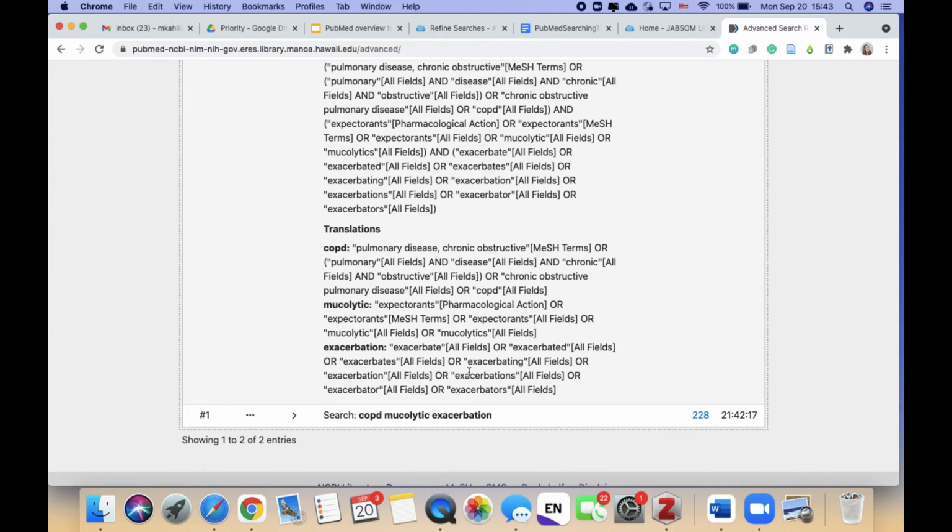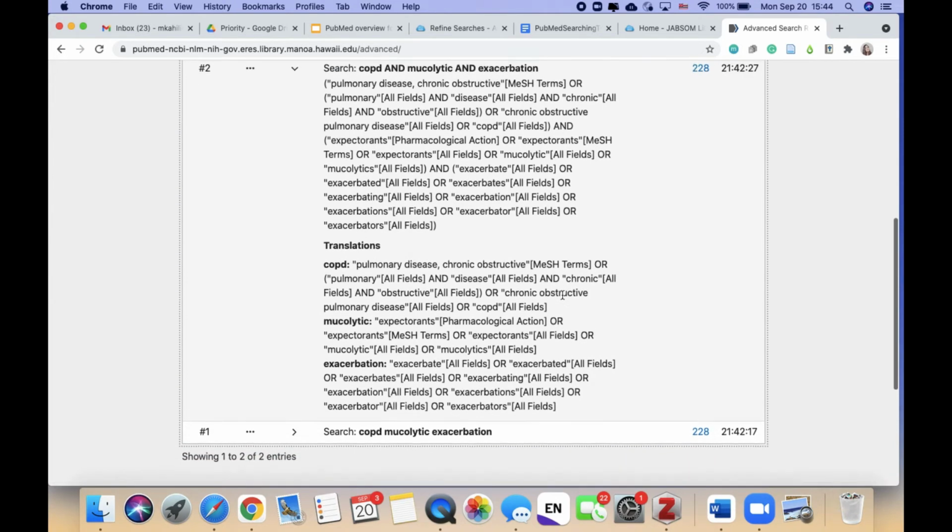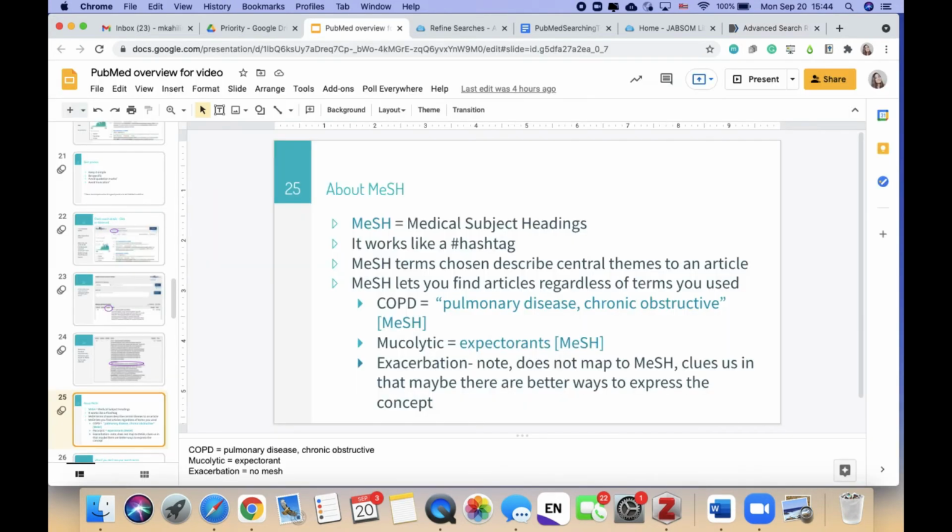But it isn't mapping me to a MeSH term. So it could be that there's a better term. That's just one thing to keep in mind with this search. It could mean that maybe I want to expand on exacerbation a little bit, since it seems like there might be multiple ways of capturing that concept. There are screenshots in this PowerPoint for everything that we're covering.